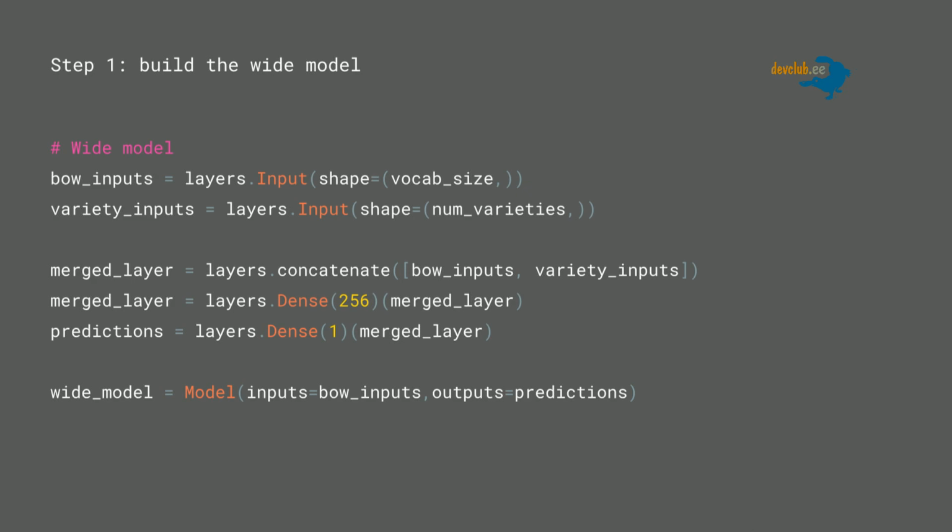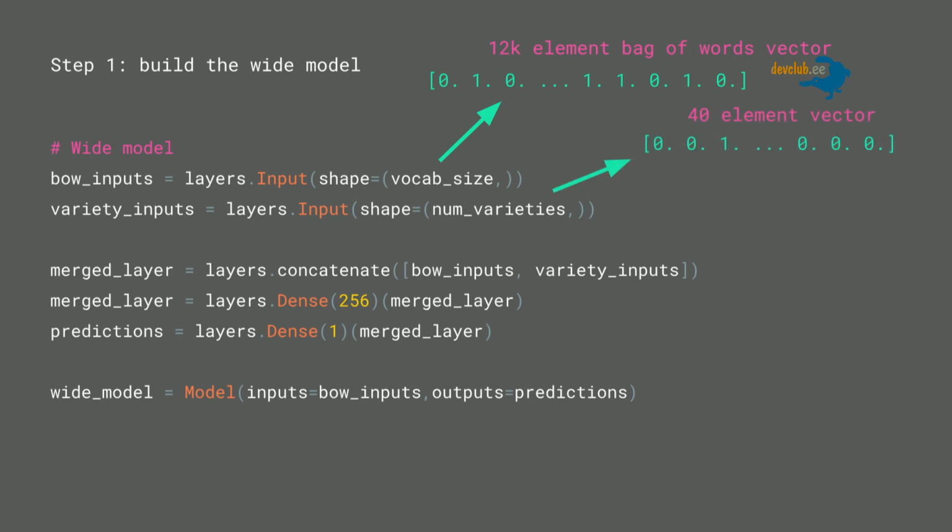So the first step is to build my wide model. In this case, I am representing the text as a bag of words. And representing my variety in the wide model is pretty simple. I've got 40 different varieties in this data set. Going back to the bag of words, I used 12,000 as my vocabulary size. So each input is going to be a 12,000 element vector with my bag of words. For the variety, it's just a 40 element one-hot vector with each index corresponding to a different variety. Then I'm going to concatenate these layers, and my output is just going to be a numerical price prediction. So that's my wide model.